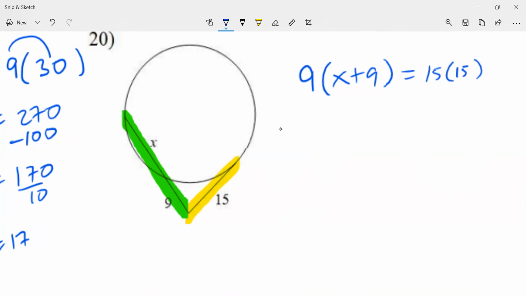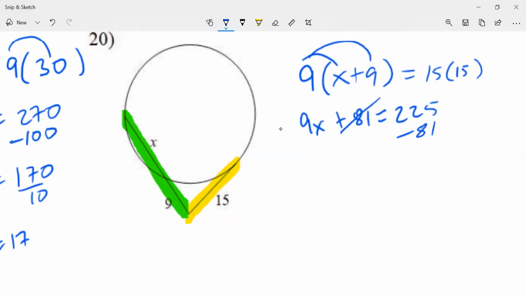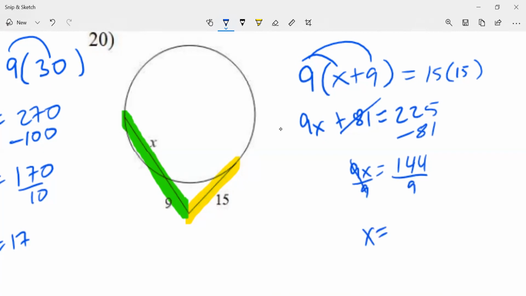All right, so let me do distributive property. Let me distribute the 9. So that gives you 9x plus 81 equals, now on the other side, 15 times 15 is 225. Okay, I want the 9x by itself, so this plus 81, let me move it over as a minus 81. So I get the 9x is equal to 144, right? 225 minus 81. Now let me divide both sides by 9. So x equals 144 divided by 9 is 16.